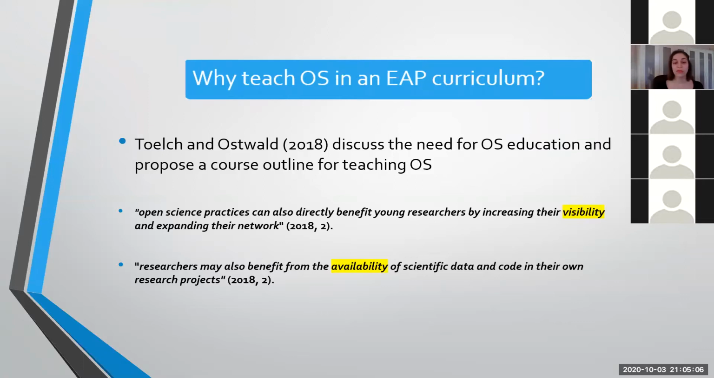Researchers also benefit from the availability of scientific data and code or secondary literature in their own research projects. And this is, for example, where our students come in. The more sources that are open access, the better the research papers will be that our students produce.